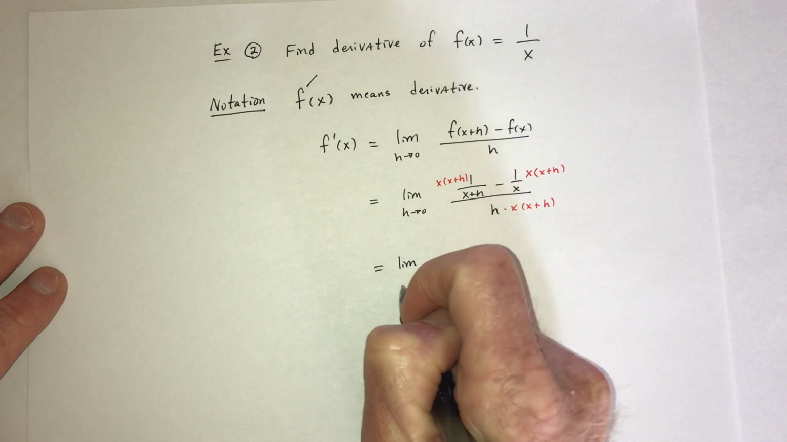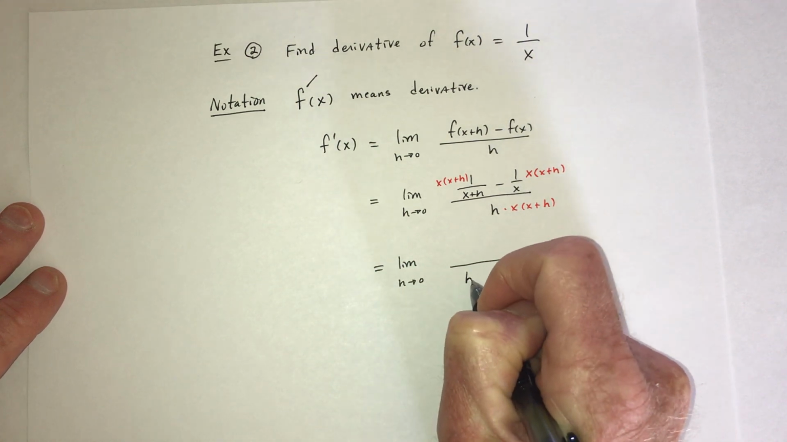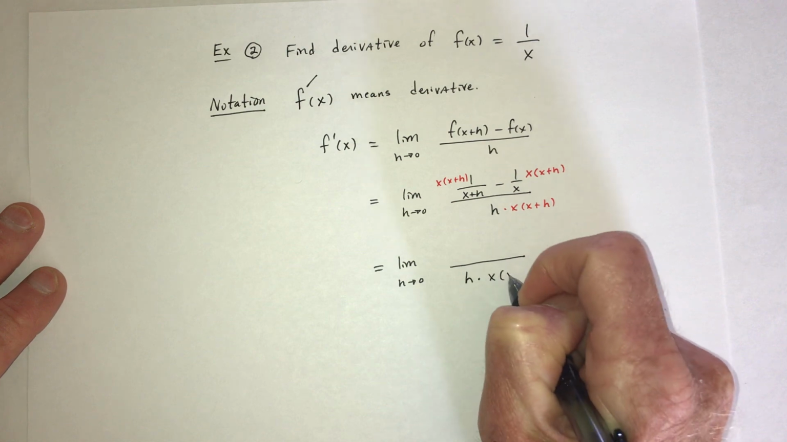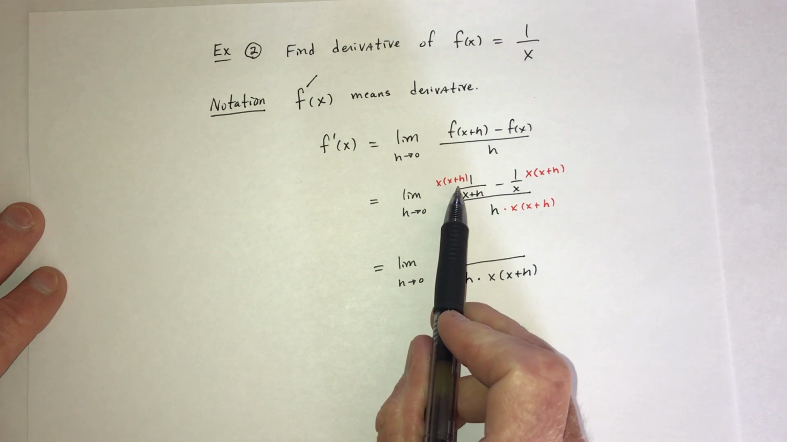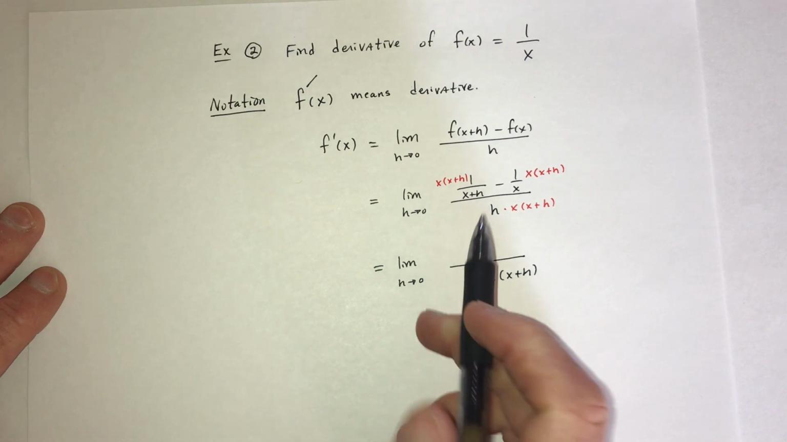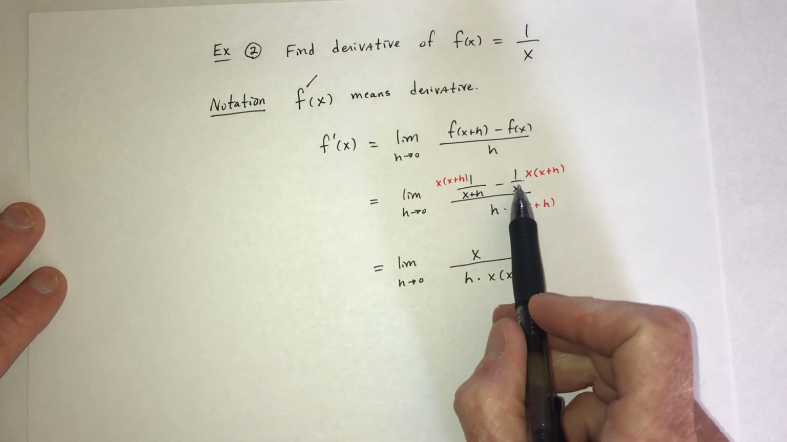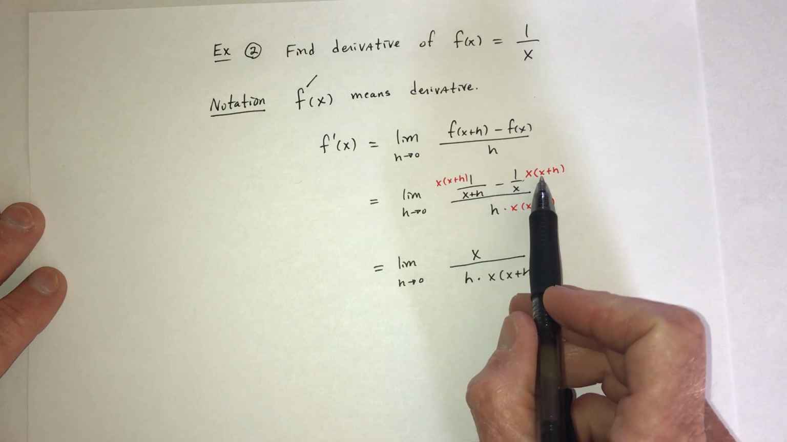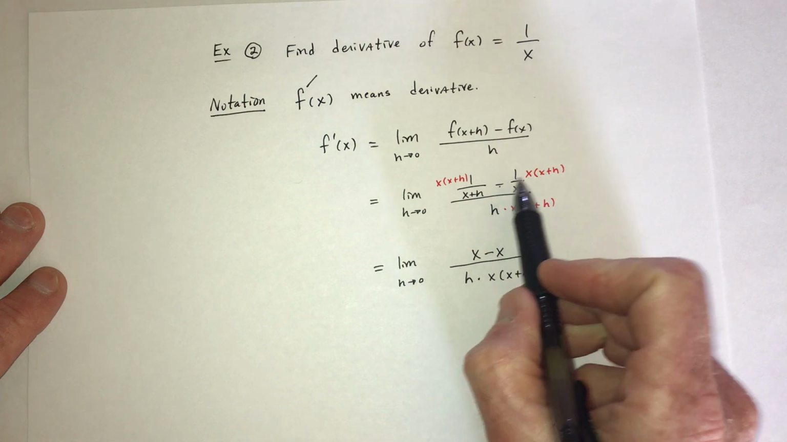Then on the bottom, you do not multiply it out, you just copy it down exactly as it is, h times x plus h. On the top right here, the x plus h's are going to cancel, it just leaves x. And on this one, the x's are going to cancel, but I need to distribute the negative. So it's going to be negative x and also minus h.